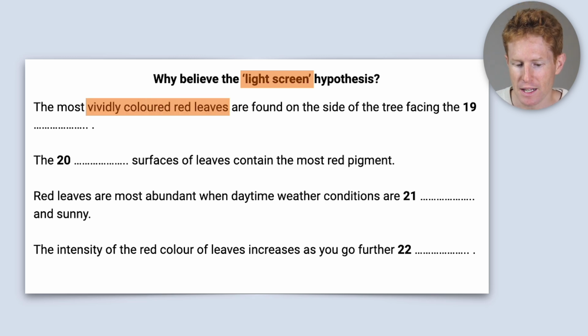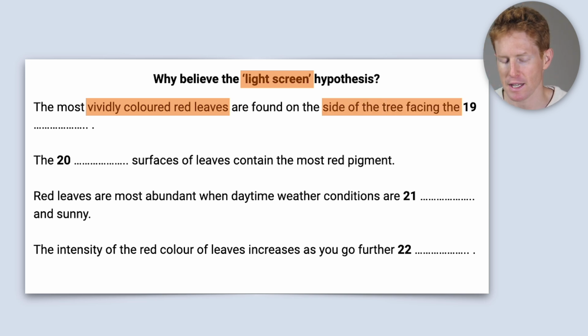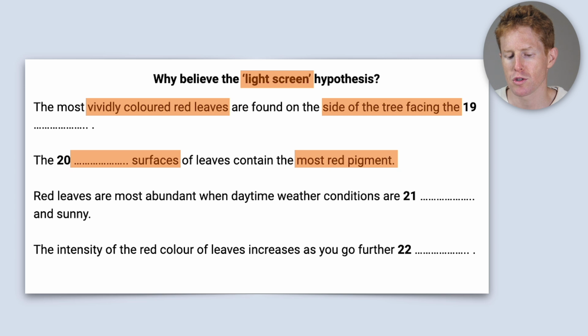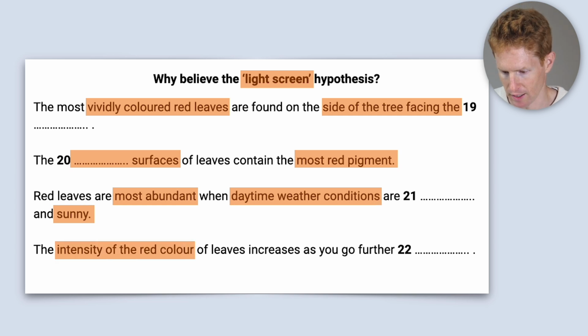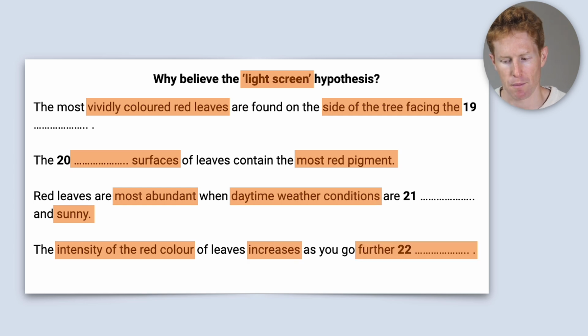The most vividly colored red leaves are found on the side of the tree facing the something. Okay. The something surfaces of leaves contain the most red pigment. Okay. Red leaves are most abundant when daytime weather conditions are something and sunny. Okay, so we're looking at conditions here. The intensity of the red color of leaves increases as you go further something.